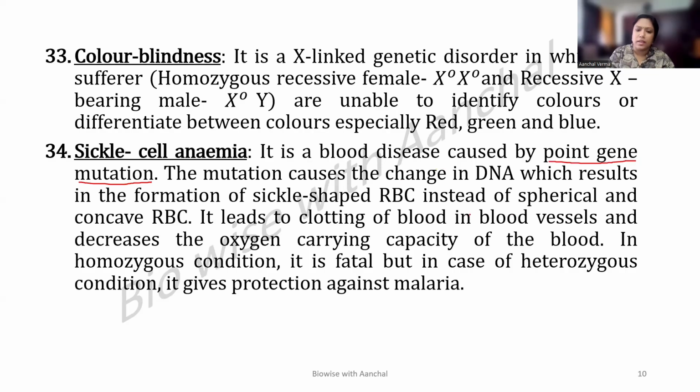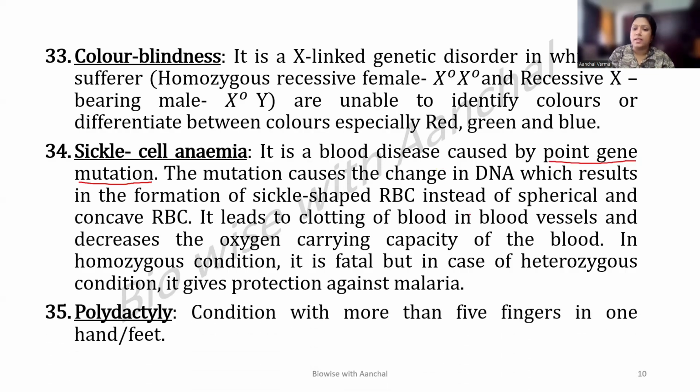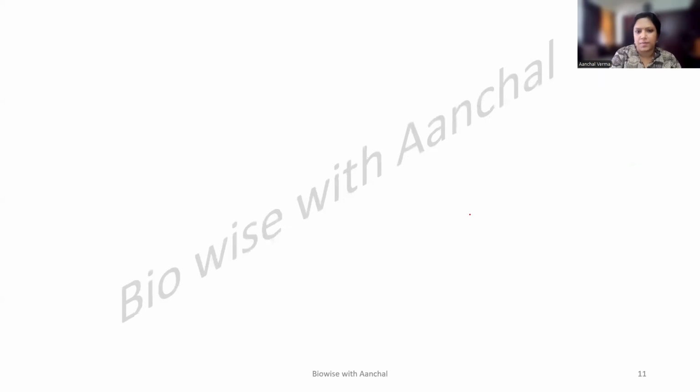Okay. Next one, polydactyly. It is a condition in which people have more than 5 fingers in their hands and feet. That is a dominant trait, but okay. So people having extra fingers is a dominant trait.